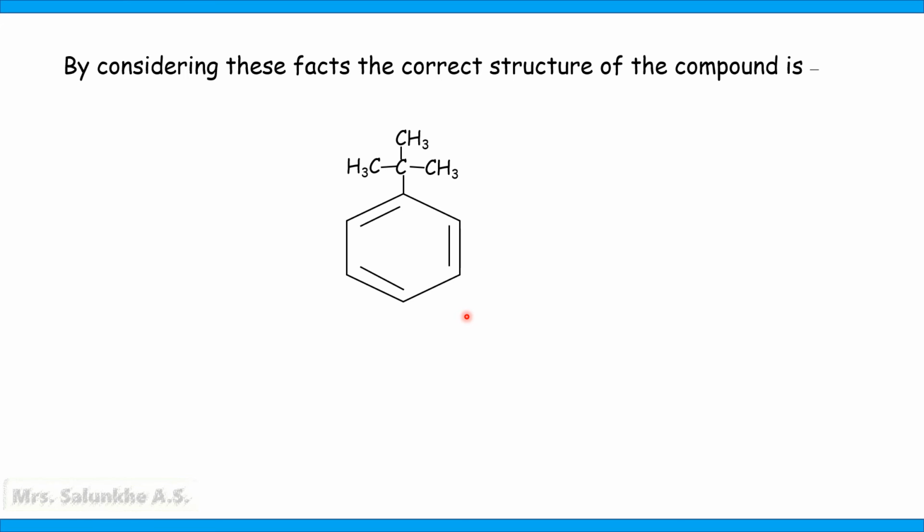Tertiary butyl benzene, there are only two sets of protons. All these 3 methyl group protons are equivalent. They give the signal of 9 protons, and they give the singlet at 0.91 delta. All phenyl group protons are also equivalent, and they give the singlet at 7.2 delta. And this is the solution for this problem.